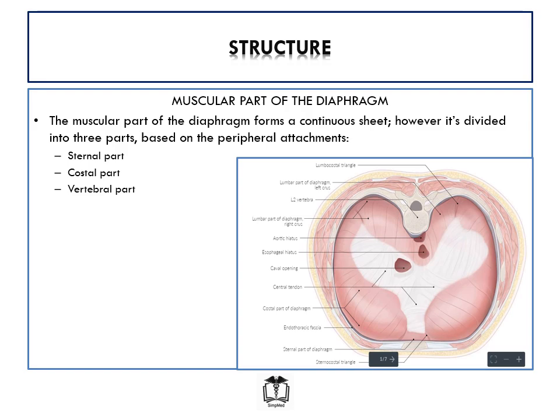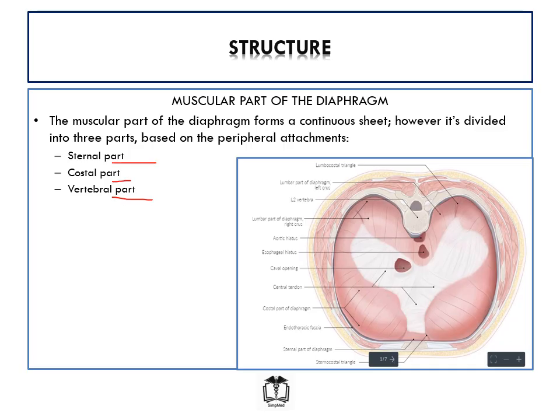Let's dive a little bit deeper, talking about the muscular part and the tendinous part of the diaphragm. The muscular part of the diaphragm tends to form a continuous sheet of muscle attaching to the peripheral structures in relation to the diaphragm. However, we divide it into three parts based on where it is attached to. So, the muscular part of the diaphragm includes the sternal portion, the costal portion, and the vertebral portion.